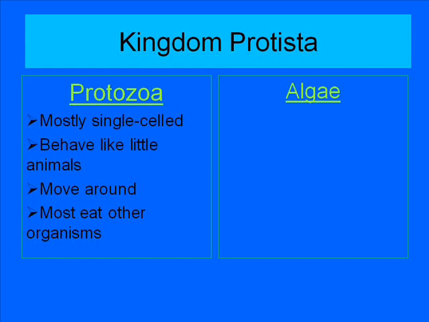Now, protozoa in the kingdom Protista are mostly single-celled organisms. In other words, each organism consists of one single cell. These single-cell creatures tend to behave like little animals. They move around and most of them eat other organisms.